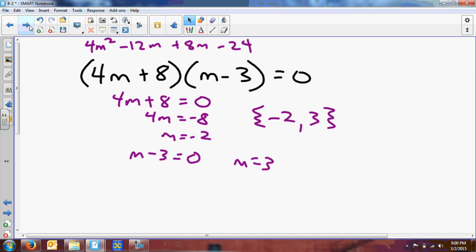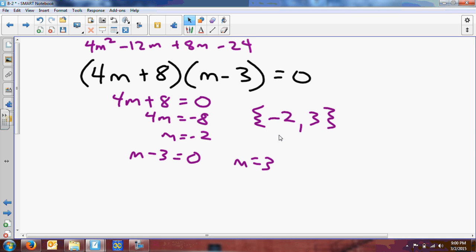Okay. This one's also factored for us. 4m plus 8 and m minus 3. It would normally be in maybe a polynomial like this, but they were nice enough to factor for us. Okay, 4m plus 8 equals 0, so subtract 8, divide by 4, m is negative 2. M minus 3 equals 0, so m has to be 3.